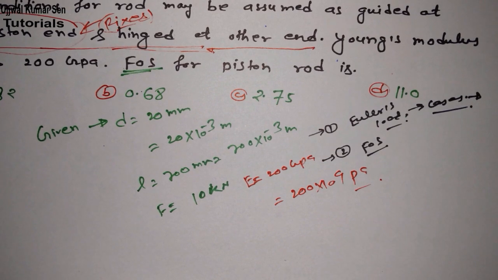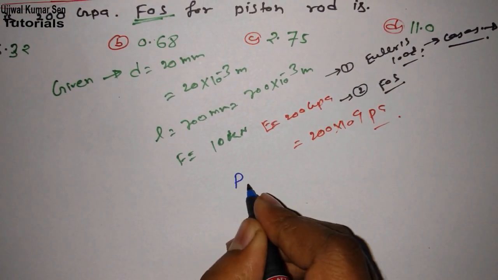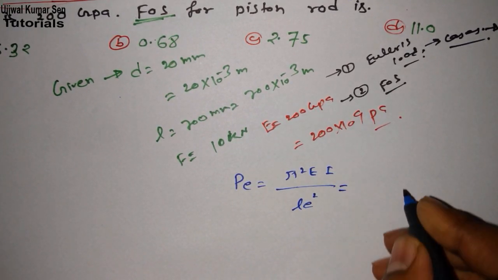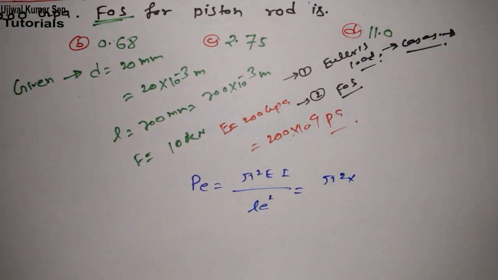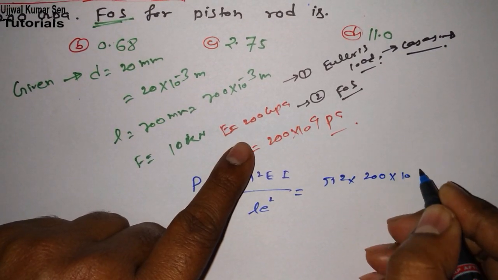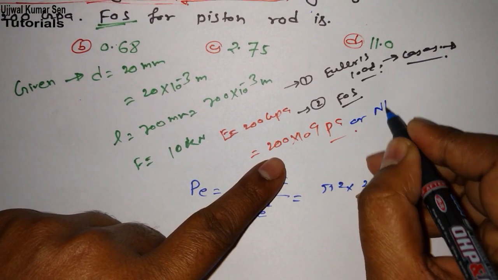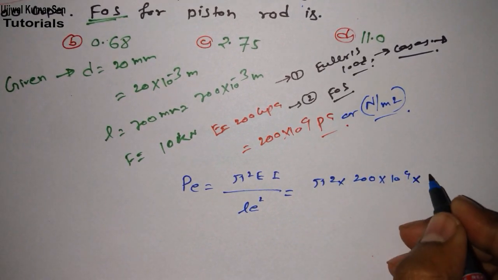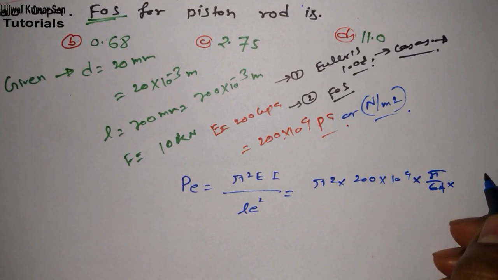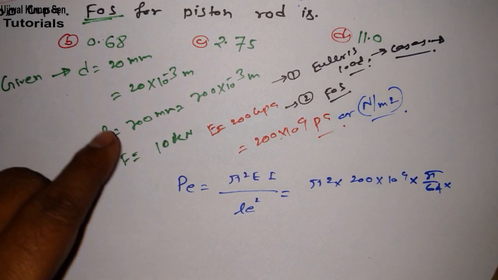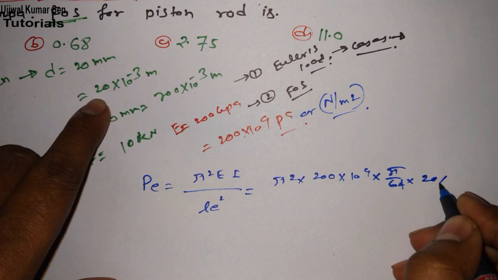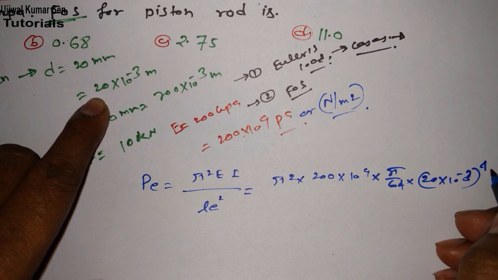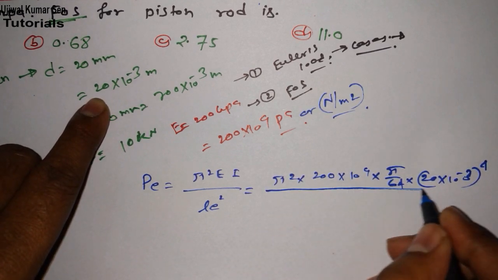Now we just have to write the formula: load is equal to pi square EI by LE square. Pi square is this, E means 200 × 10^9 Pascal, which means Newton per meter square. Remember that this is in SI. I is pi by 64 d to the power 4, because the rod is circular. Now here we have to write 20 × 10^-3 whole to the power 4. Don't forget all these things, otherwise you will make a mistake.